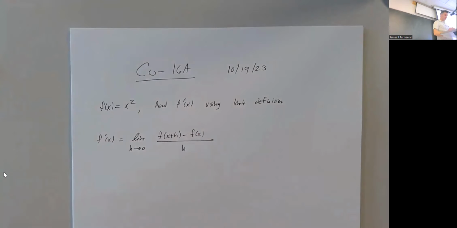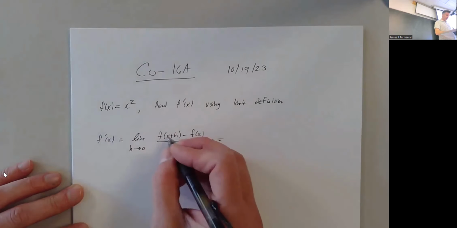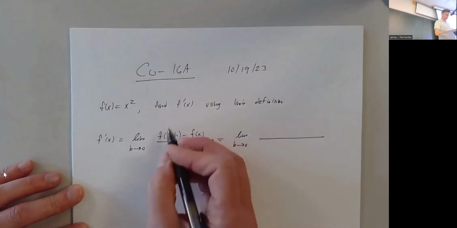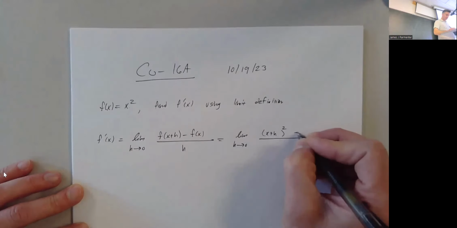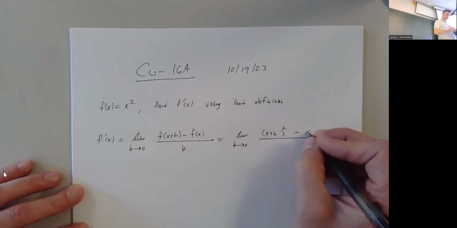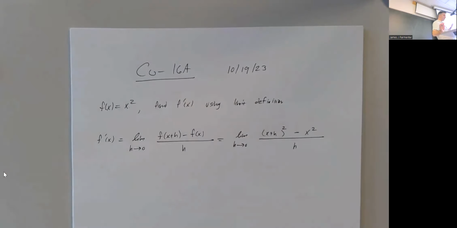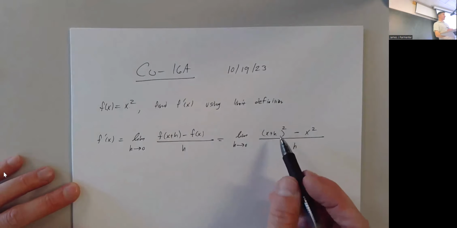And then we're going to write, well, if f of x is x squared, then f of x plus h, still writing the limit every time. F of x plus h is going to be, instead of x squared, it's going to be x plus h squared. It's minus f of x, which is x squared, all divided by h. Certainly stop me if you have questions. So then x plus h squared is x plus h times x plus h.